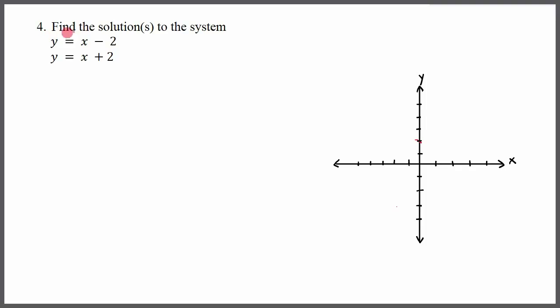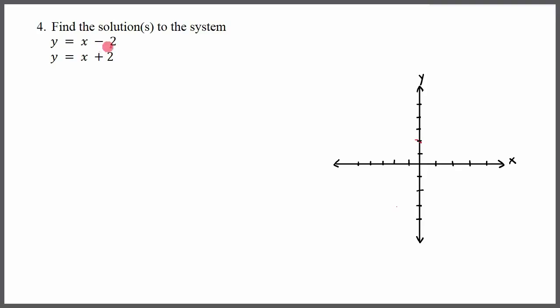Okay, now problem number 4. Once again, it wants us to find the solution of the system of equations y equals x minus 2 and y equals x plus 2. And if you notice right away, these equations have the same slope of 1, but different y-intercepts. So let's see how that affects our solution.